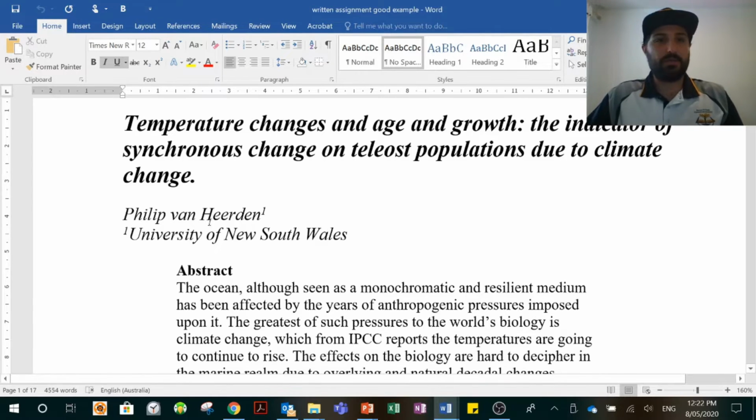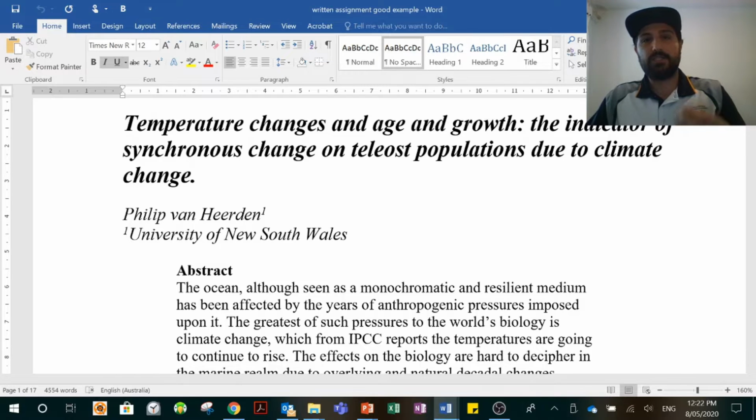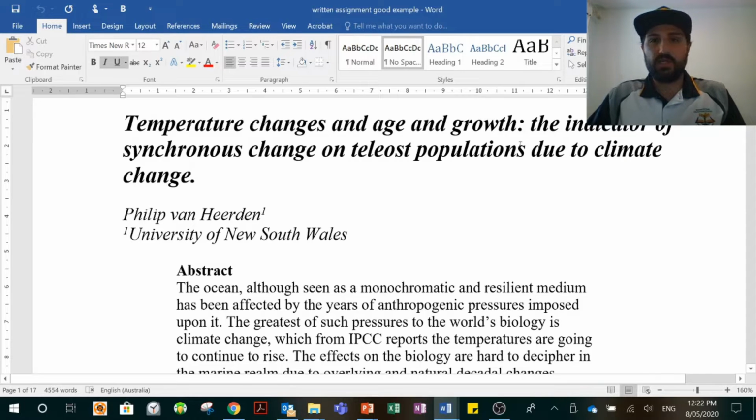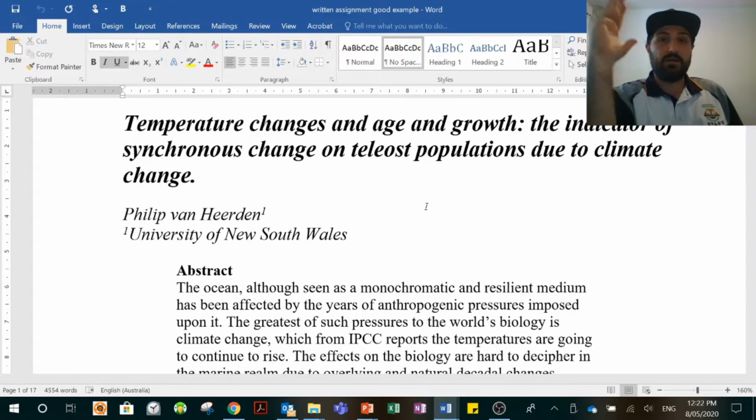Now, this particular topic, temperature changes and age of growth, the indicator of synchronous change on teleost populations due to climate change. That looks very wordy, very flowery in its language, but if you are a scientist and you have worked in anything related to marine science, you would look at that and go, there's an increase in temperature and there's a change in fish populations, in bony fish populations, that there's actually a relationship here, with the independent variable, temperature, affecting fishes.